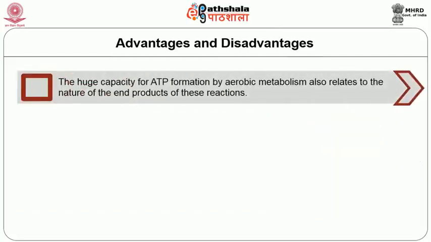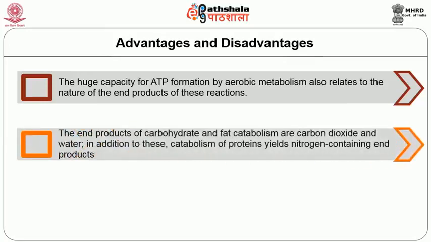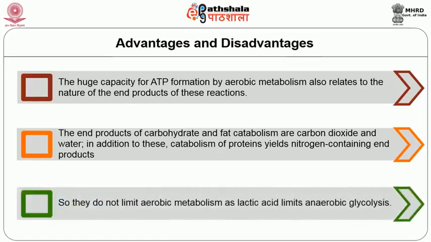The huge capacity of ATP formation by aerobic metabolism also relates to the nature of end products of these reactions. The end products of carbohydrate and fat catabolism are carbon dioxide and water. In addition to this, catabolism of proteins yields nitrogen containing end products easily. So they do not limit aerobic metabolism as lactic acid limits anaerobic glycolysis.